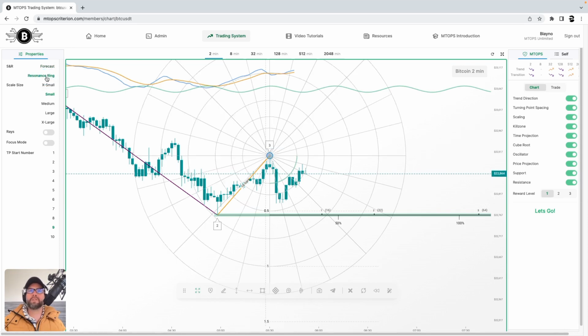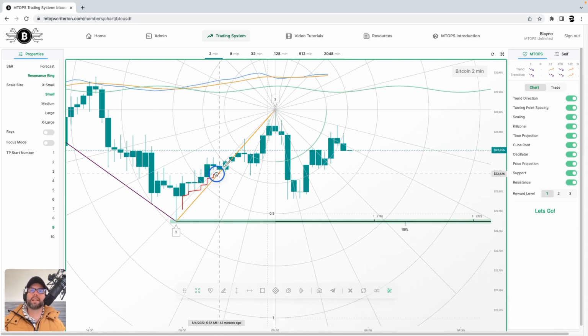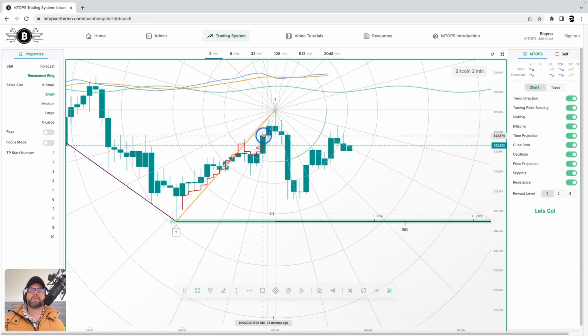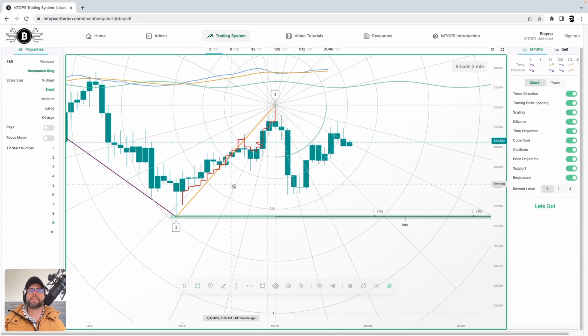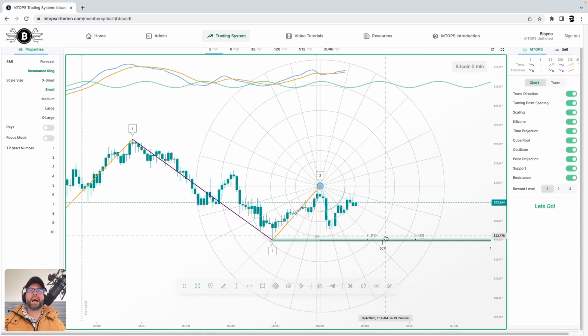You go to resonance ring. You look at where price has formed previously. Okay, so we've got some interaction along that line. It came up to this inner circle. It stopped. Then it found its way up there, which tells us that we're in a pretty good space to call this the current scaling as it needs to be. So I'm happy with that.